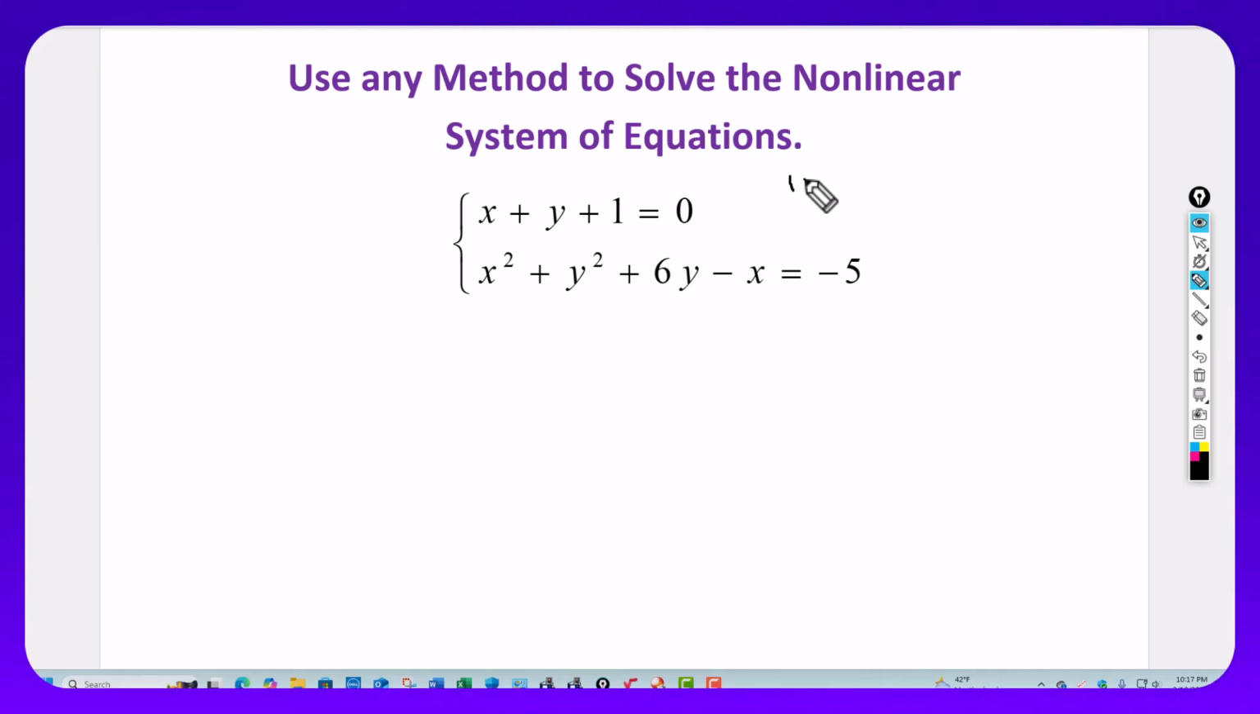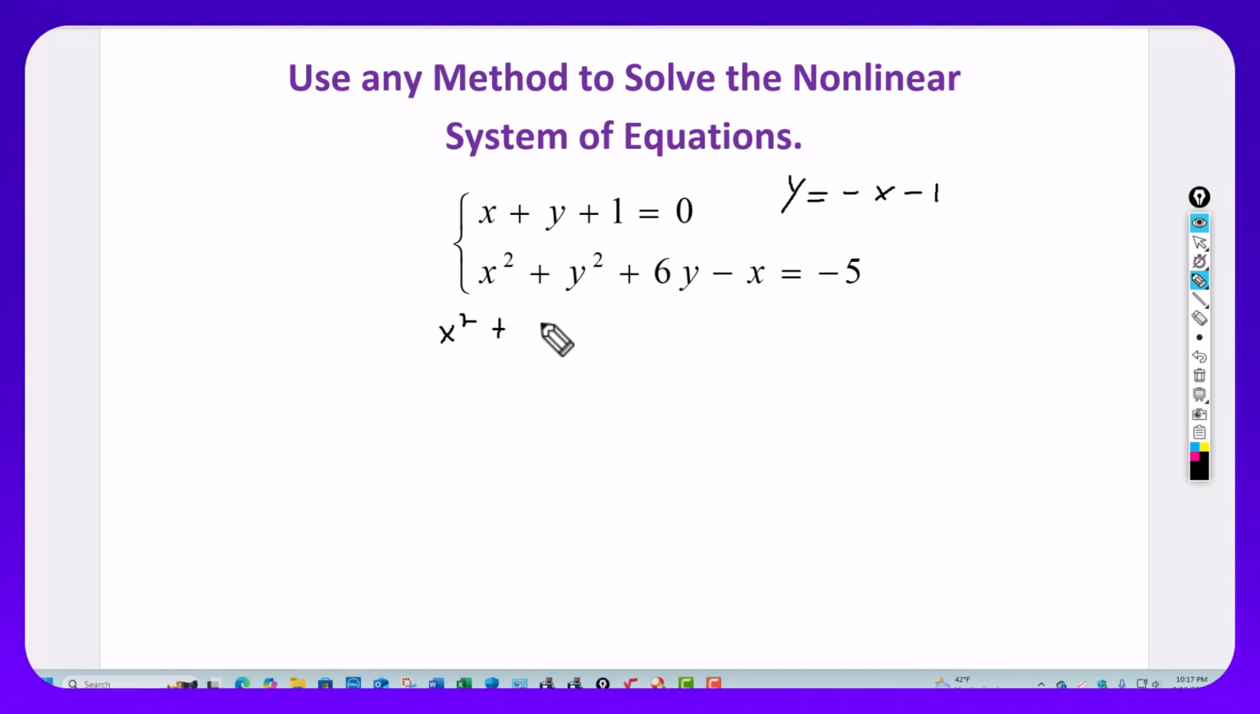What I'm going to do is solve the first equation, the linear equation, for y. So y will equal, take the x over, becomes a minus x. Take the 1 over, becomes a minus 1. So I have this result right here. So wherever I have a y, I'm going to replace it by minus x minus 1.